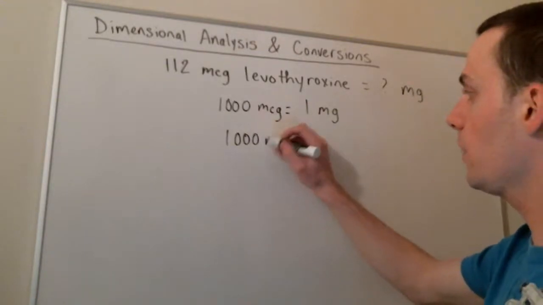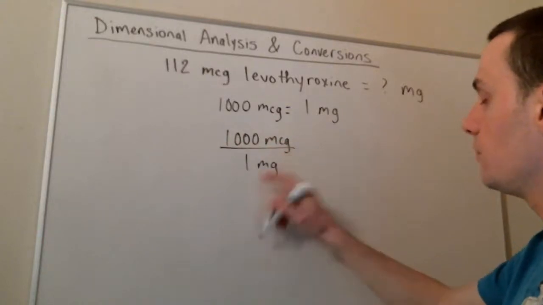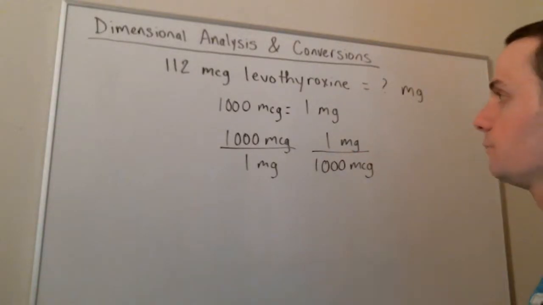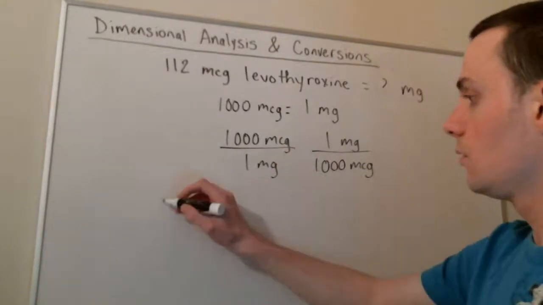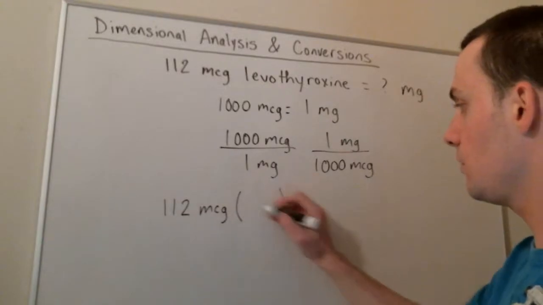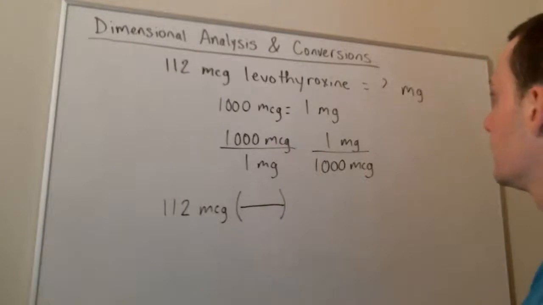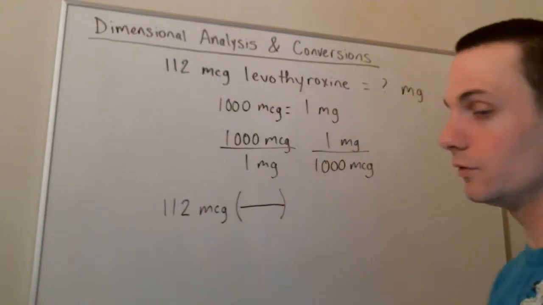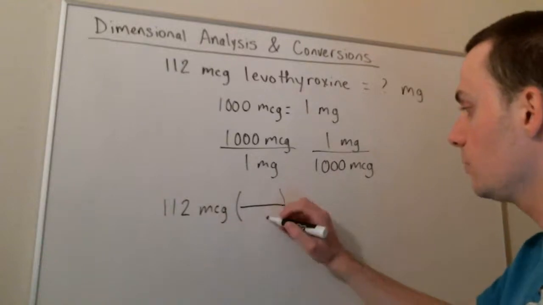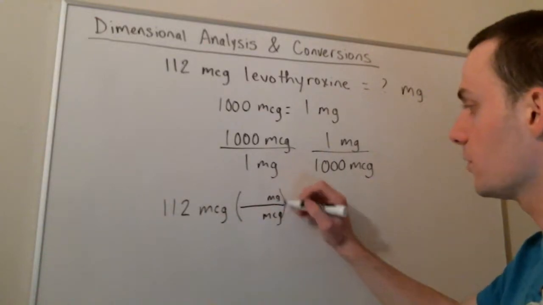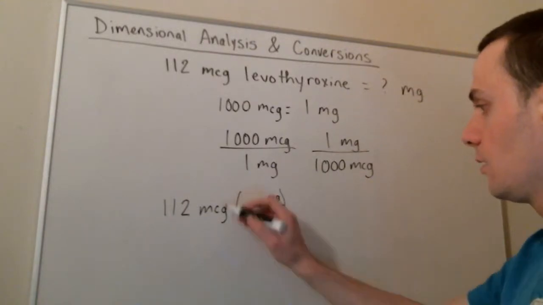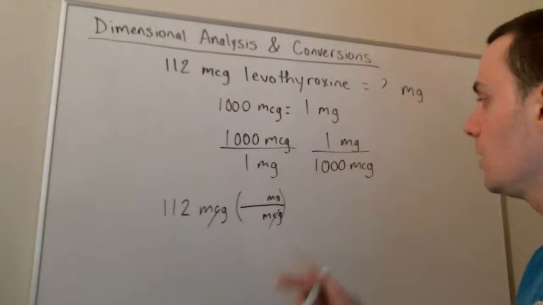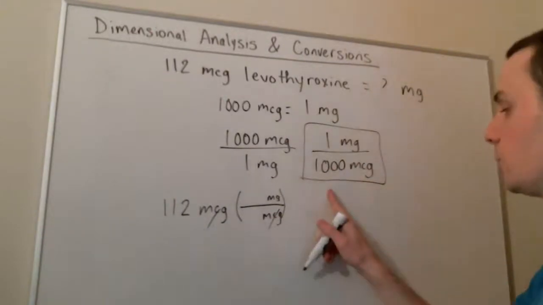So we can have 1,000 micrograms divided by 1 milligram, or 1 milligram divided by 1,000 micrograms. And the conversion factor that you want to use depends on what it is that you want to find. Now, we want to find milligrams, and we want to get rid of micrograms. So to get rid of micrograms, you want to put micrograms on the bottom, put milligrams on the top. This will cancel out micrograms because you're taking micrograms and dividing by micrograms, so they'll cancel out. So the conversion factor that we're going to use is this one right here.